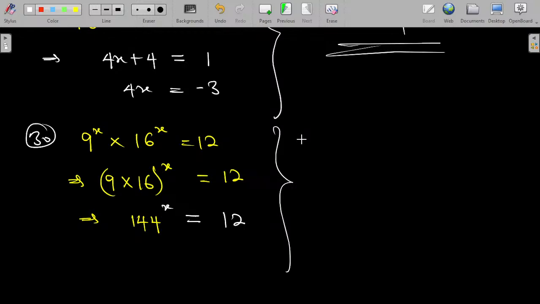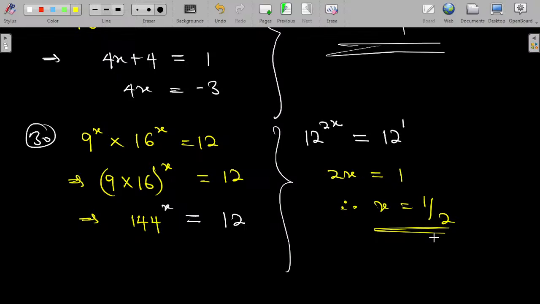So we can write 144 in base 12, and that will give us 12 to the power of 2. These two will multiply the existing x power, and 12 on the right can be in power 1. And so you take away equal bases, so you just have 2x is equal to 1. Therefore, our x alone is equal to 1 all over 12.